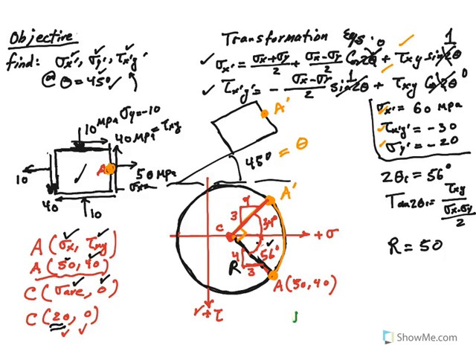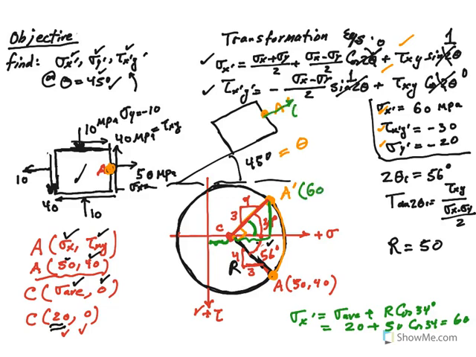So your sigma x prime becomes the value of the center, which is sigma average, plus R cosine of this angle, R cosine of basically 34 degrees. It's not exactly 34 degrees. So if you do the calculation, this is 20 plus 50 cosine 34, and 50 cosine 34 should be about 40, I believe. So you end up getting 60. So here we go. The coordinate of this point so far is 60. So right here you will have the 60.